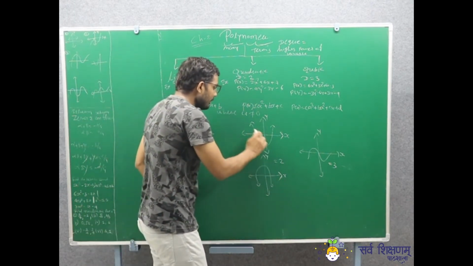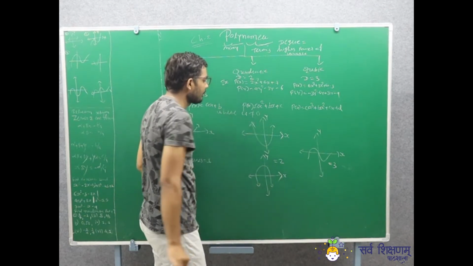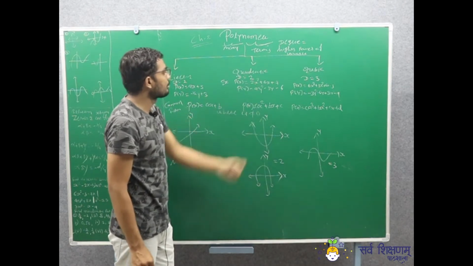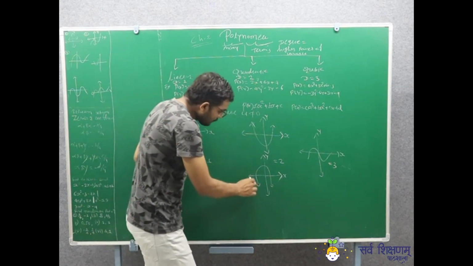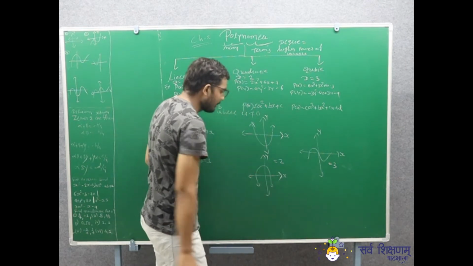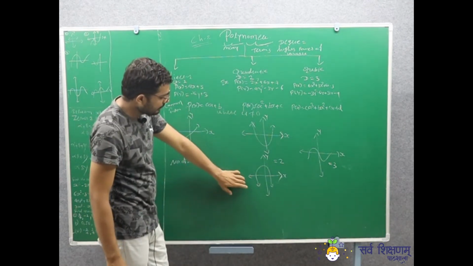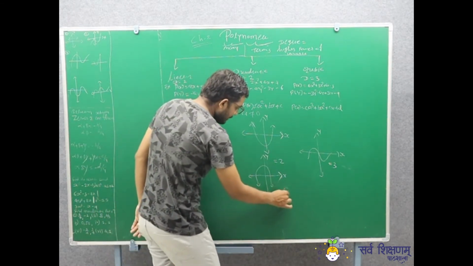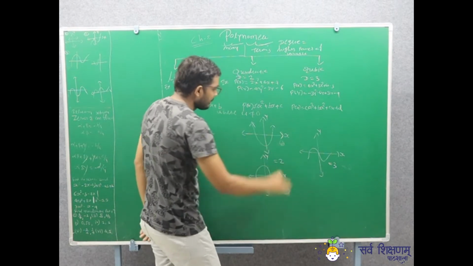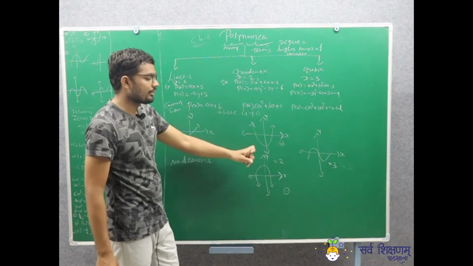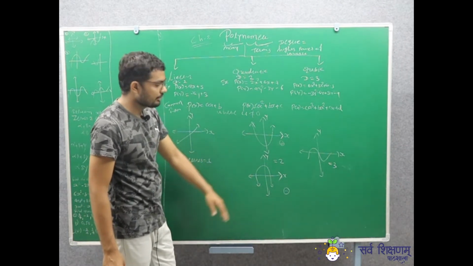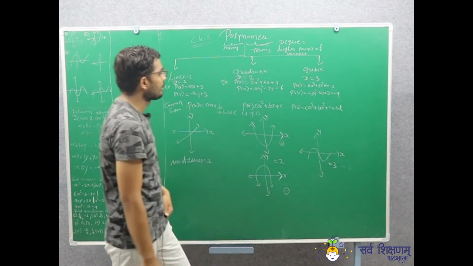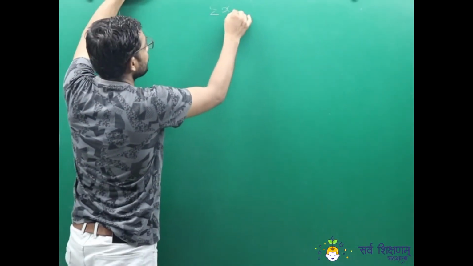The upward direction parabola shows that the coefficient of x square of the quadratic polynomial is positive, and the downward direction parabola shows that the coefficient of x square of the quadratic polynomial is negative. Upward direction, coefficient positive; downward direction, coefficient negative. And the cubic polynomial graph you will see here.